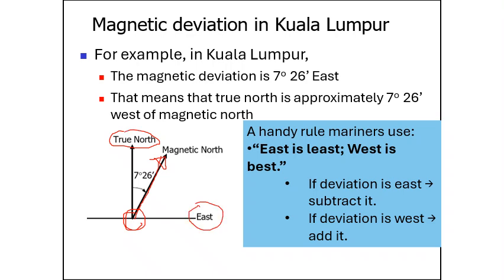Then how do we fix it? We take this magnetic north direction in reverse to the true north by 7 degrees 26 minutes. There is a handy rule that east is least and west is best. That means if you see your magnetic north is east, you should be subtracting it to go to the true north. And if you see your magnetic north is on the west, you should be adding it up to reach the true north.